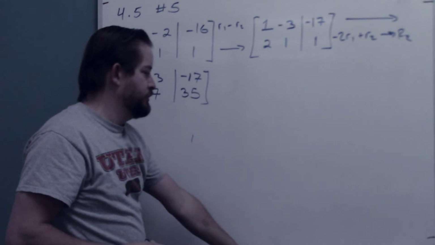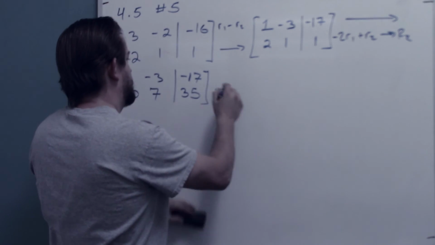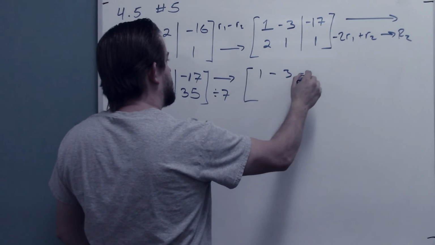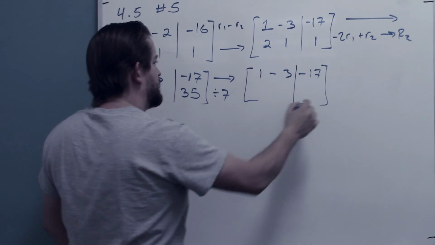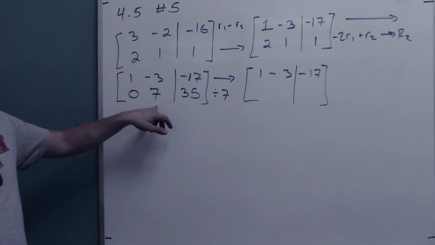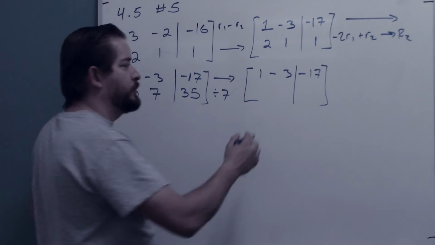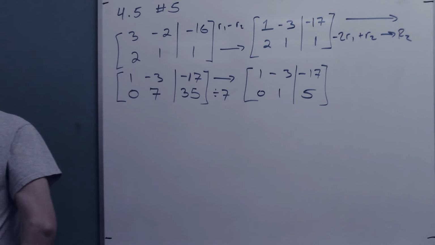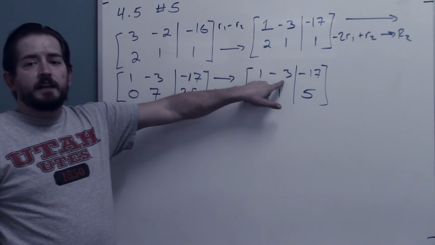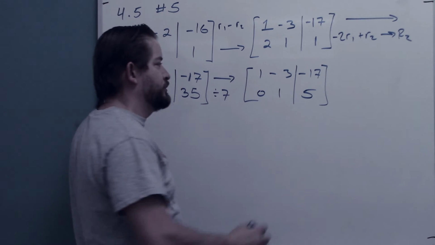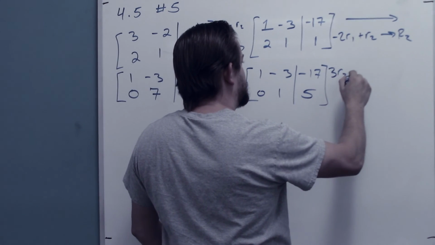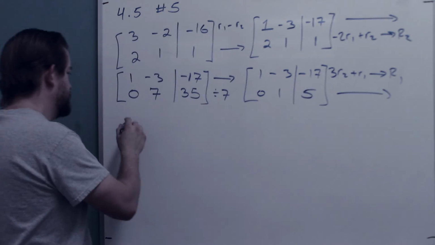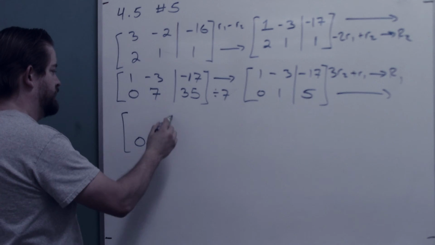I'll divide row 2 by 7 and leave row 1 alone. So that gives me a 1, -3, -17 still in my row 1, and a 0, 1, 5 in my row 2. I now want to get rid of this -3, so I'll use 3 of row 2's to do that. 3 row 2 plus row 1 is my new row 1. And row 2 is done, so 0, 1, 5.